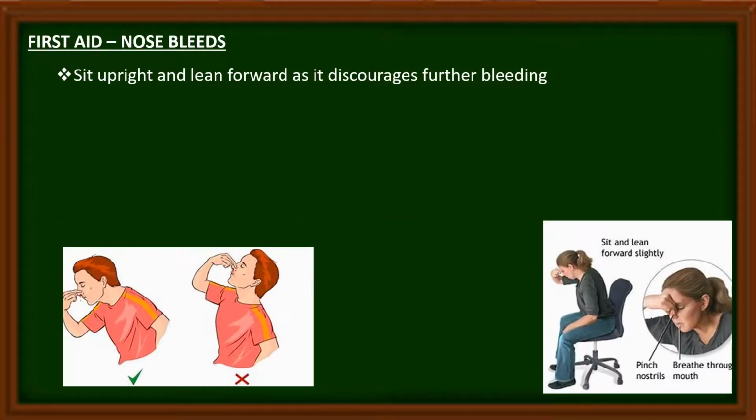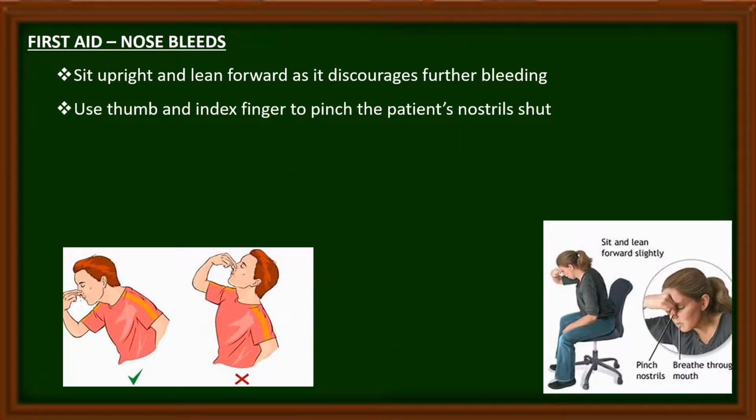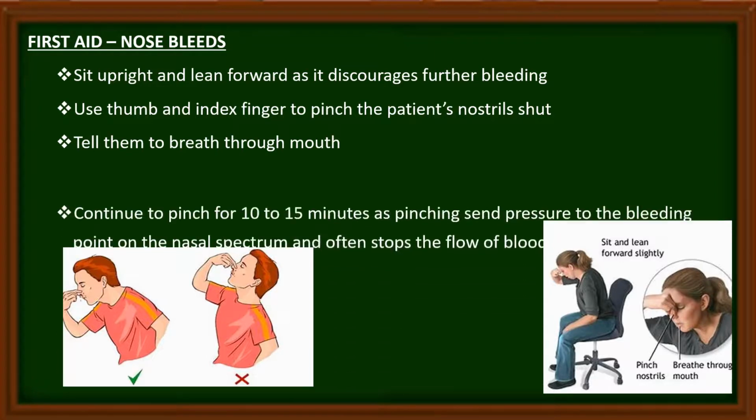First of all, sit upright and lean forward as it discourages further bleeding. As you can see in the picture, first of all, sit upright and then lean forward. Okay. Then use thumb and index finger to pinch the patient's nostrils shut. As you can see in the picture, use your thumb and index finger to gently pinch the nostrils. Okay. Tell them to breathe through the mouth. As you can see, it is very difficult to breathe through the nose. So, tell them to breathe through the mouth.